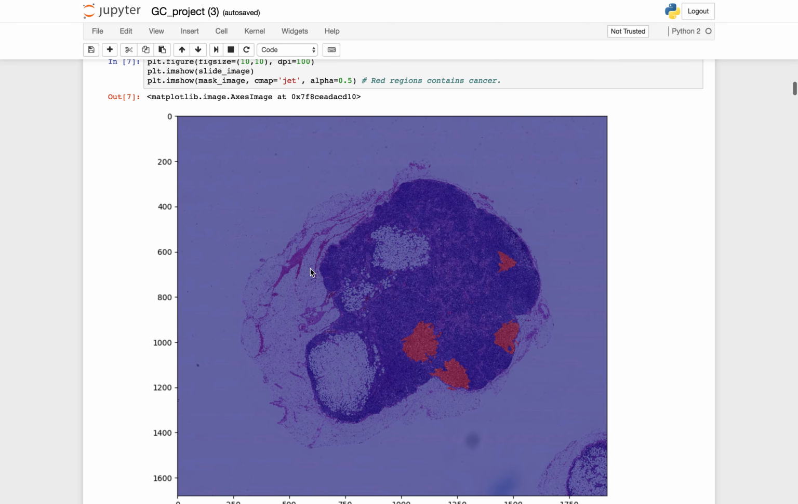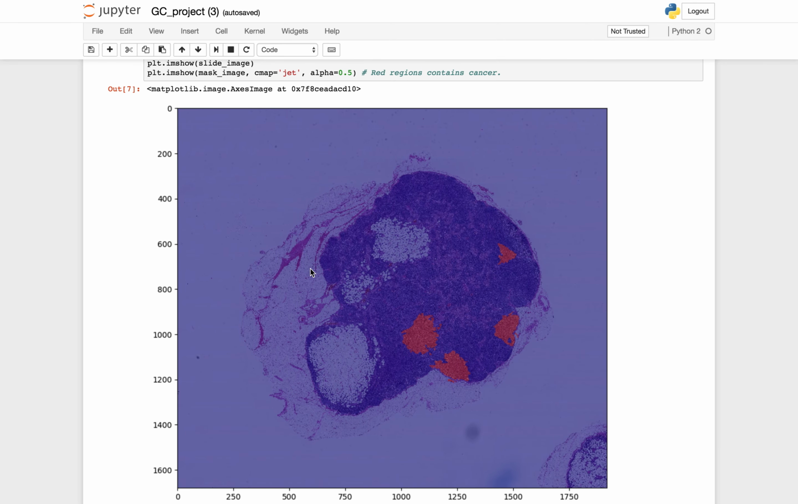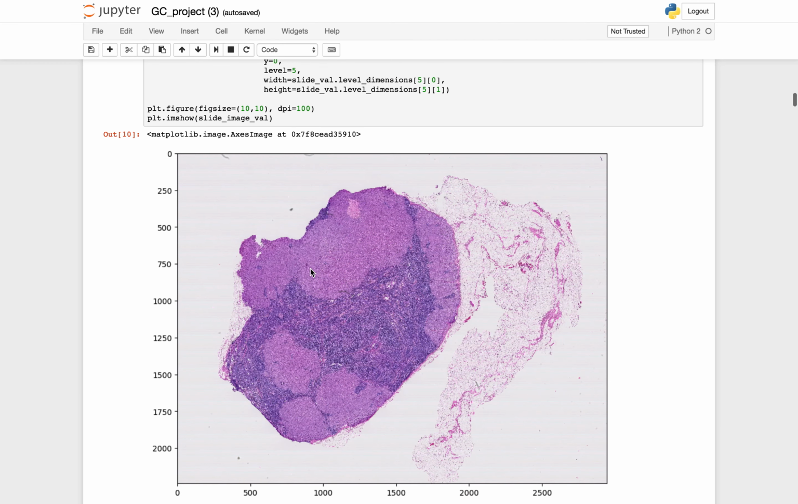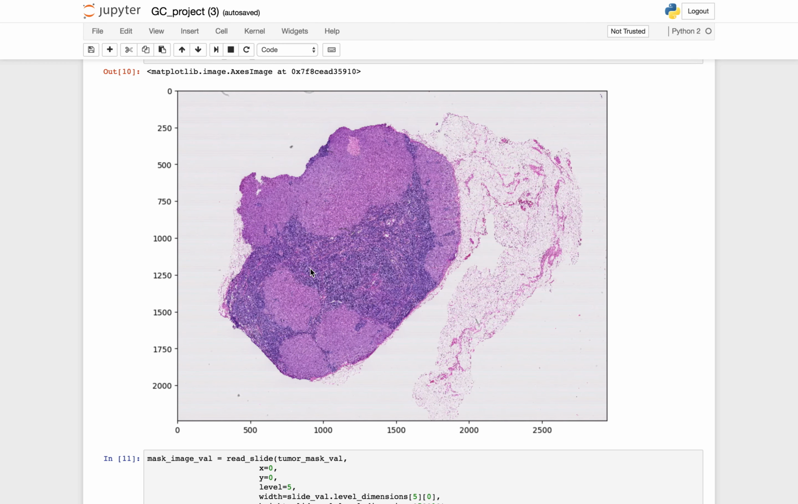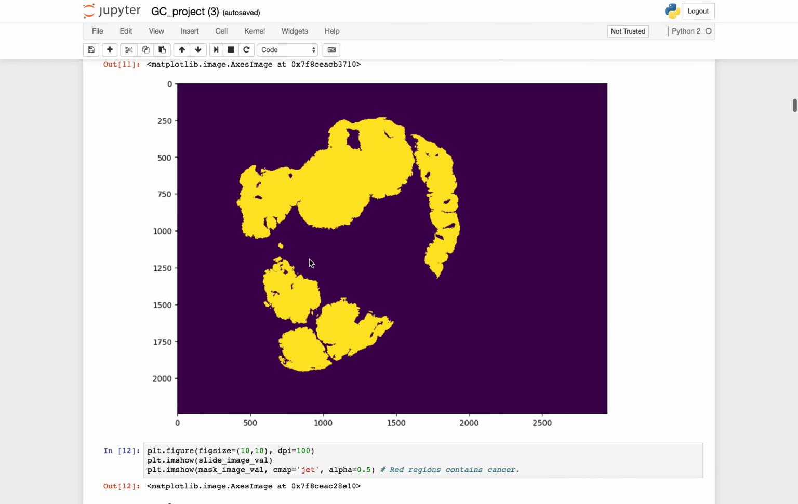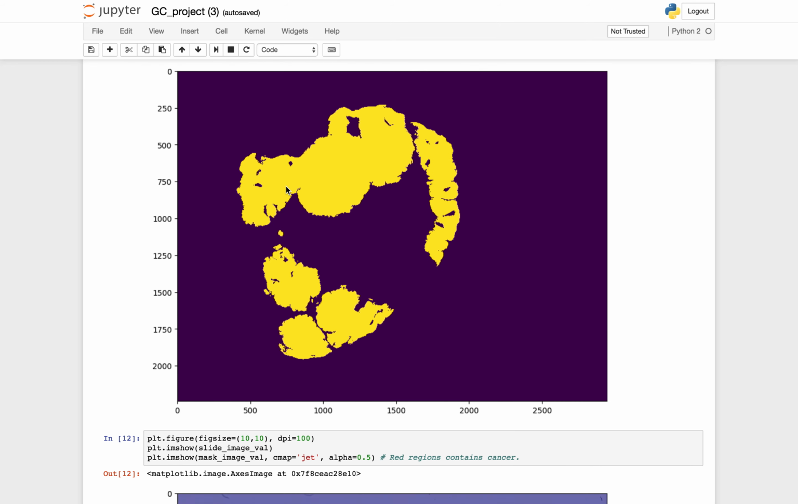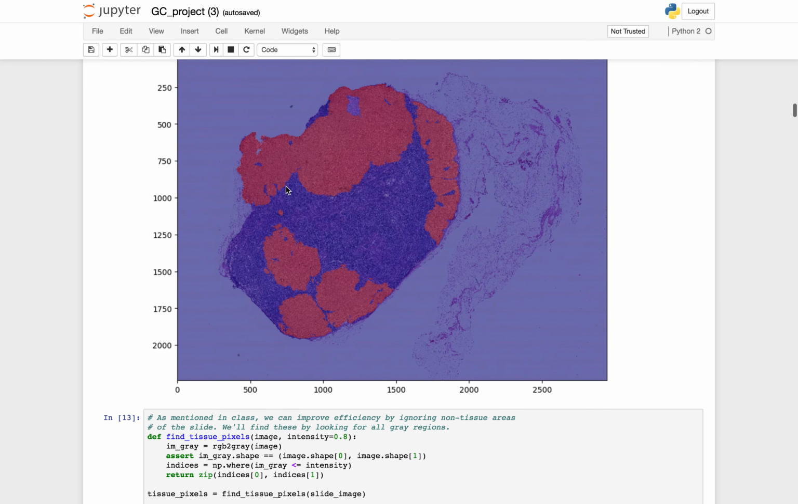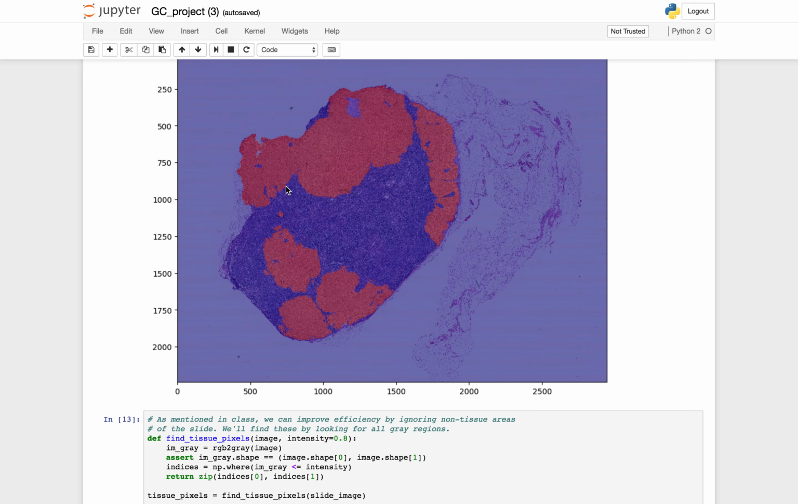This is going to be my training set, which is what I'm going to train my model on. We'll also have a validation image that will look like this, and where the tumors are located there. As you can see, there's much more tumor on this validation slide.